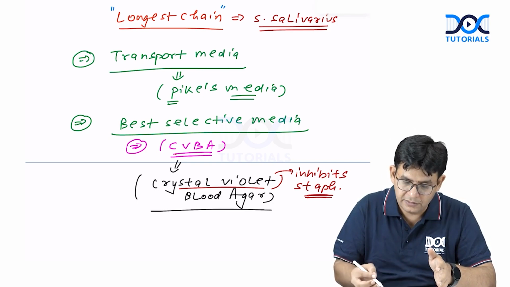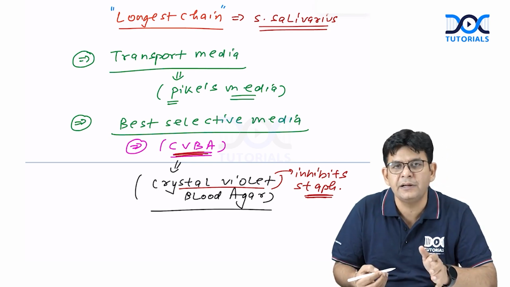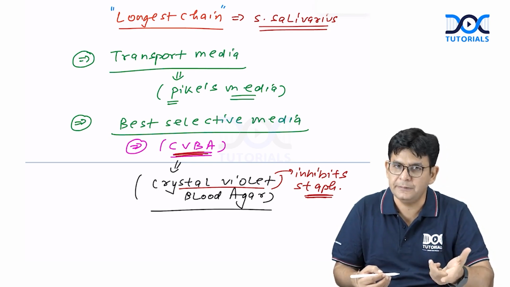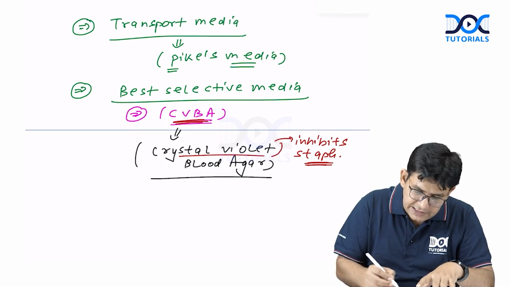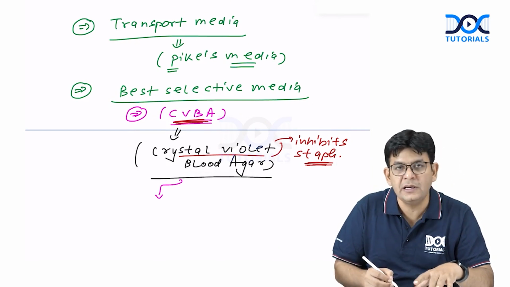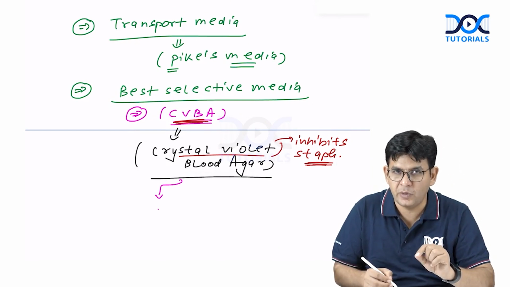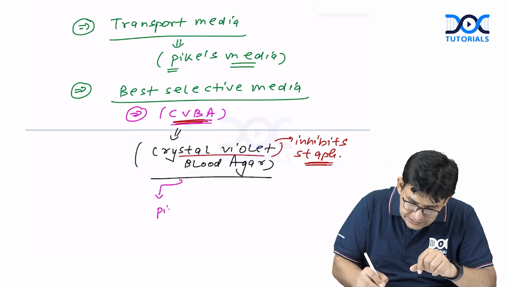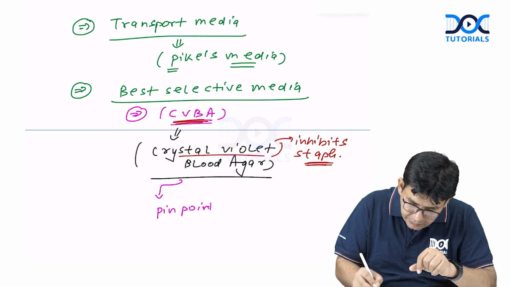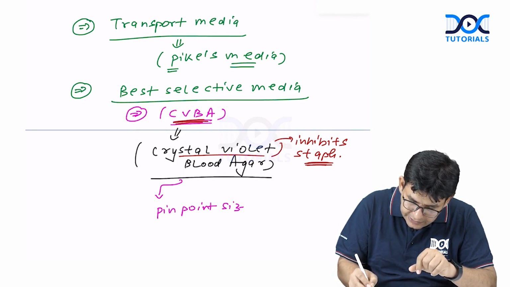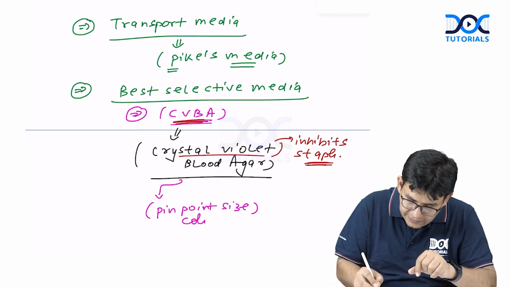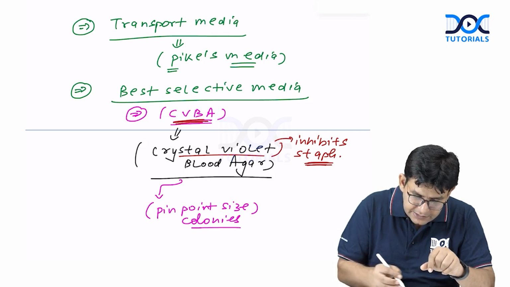And for that, you need this particular media termed as what? CVBA. Okay. And on the CVBA, the streptococcus colonies come and they are very, very small. And we say that what is the size of those colonies? Pinpoint size. Pinpoint size colonies are a feature of Streptococcus.